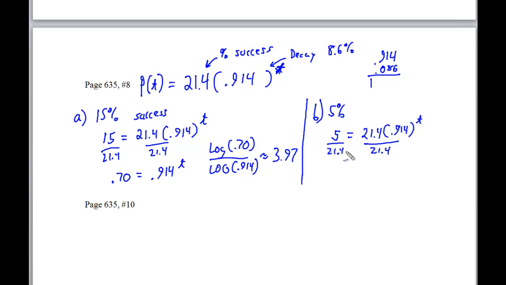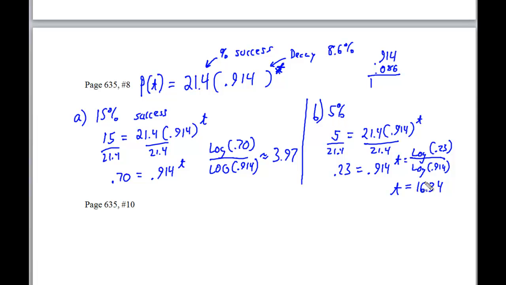So 5 divided by 21.4 is 0.23, and this is equal to 0.914 raised to the T power. So what we're going to do is use our change of base formula again. So log of 0.23 divided by log of 0.914, and we get T equal to 16.34. So it'll take about 16.34 months to get to a 5% success rate in this program.